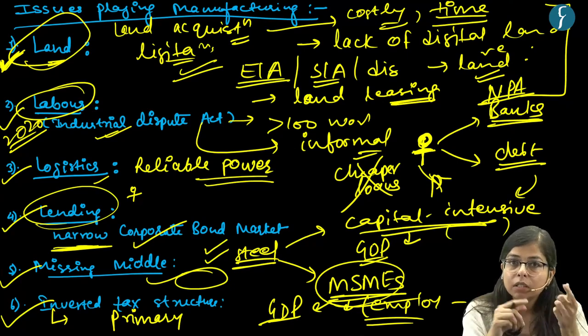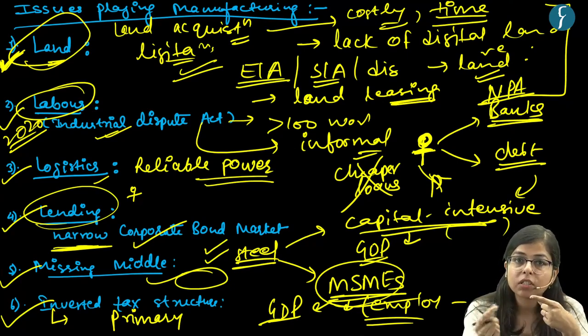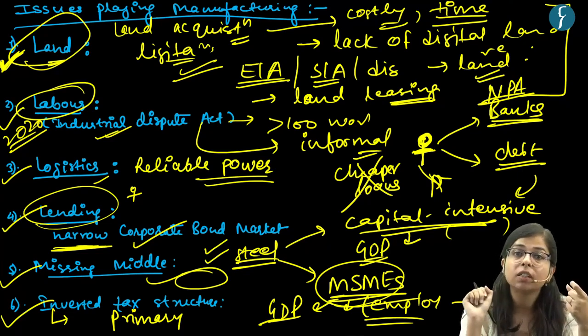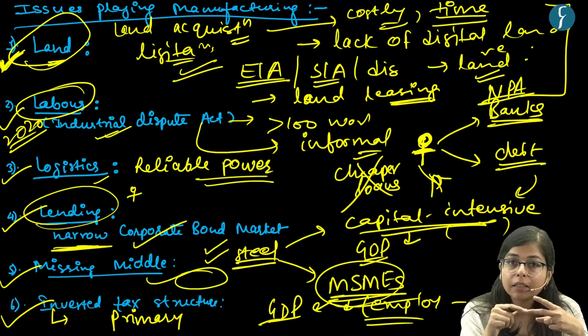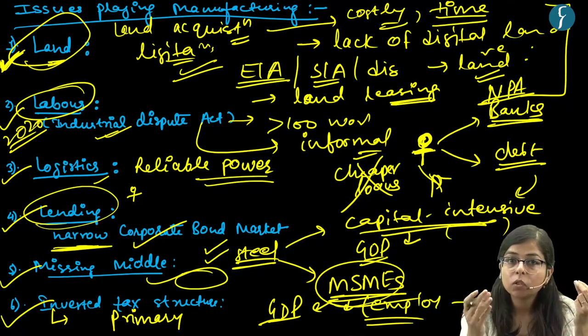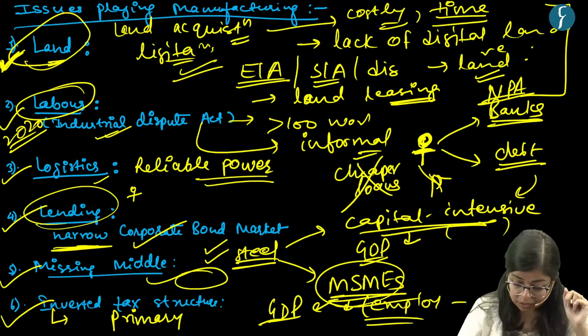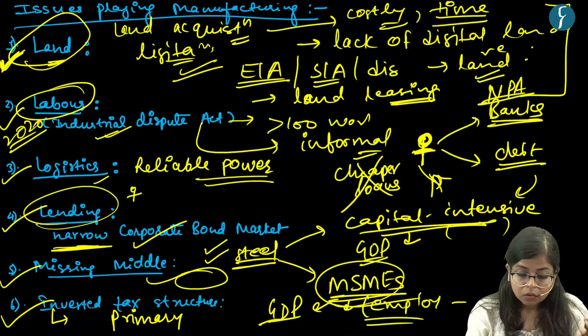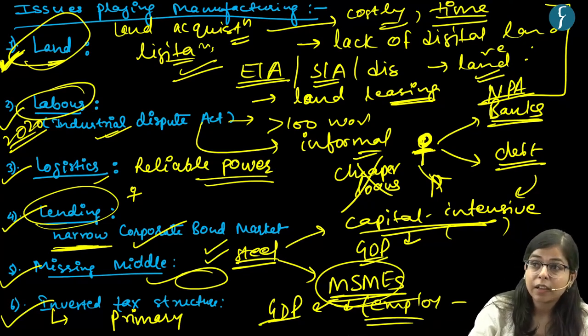Now this has its own challenges. The first challenge is that this would hamper domestic production in the country, right? And the other thing is that the imported products would be more lucrative as compared to domestically produced products, right? So these are some challenges because of this inverted tax structure, right? So these are certain issues which are plaguing the manufacturing sector.